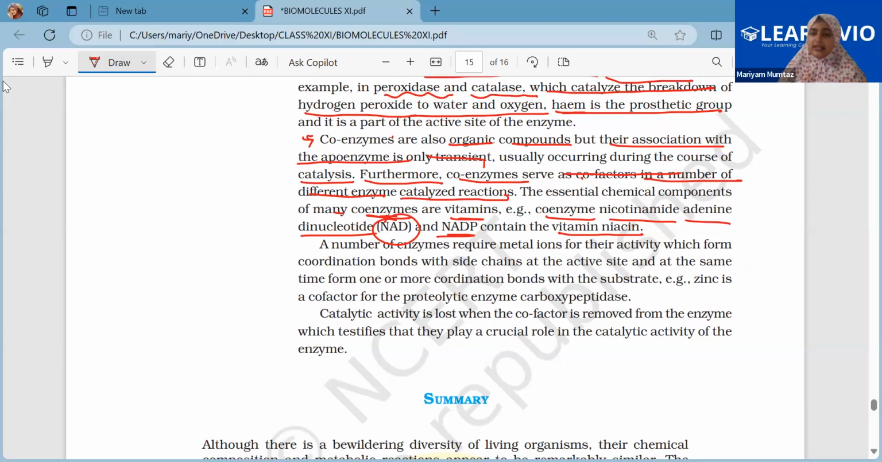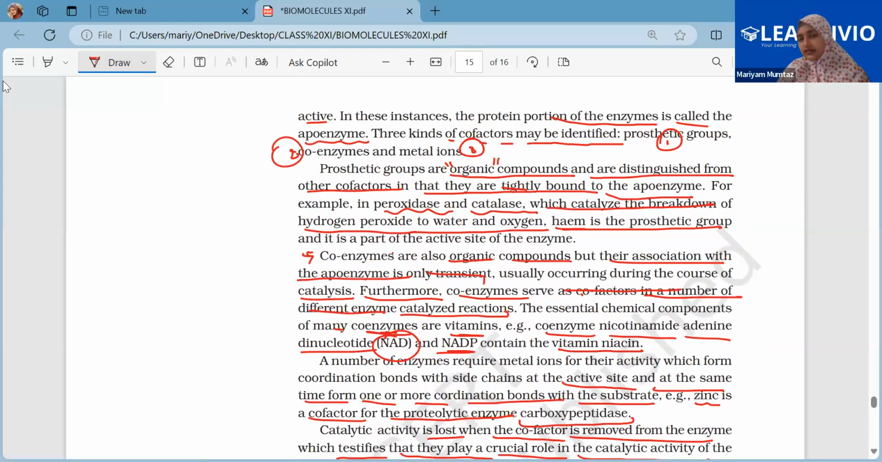Now, a number of enzymes require metal ions for their activity, which form coordination bonds with side chains at the active site, and at the same time form one or more coordination bonds with the substrate. So zinc is a cofactor for the proteolytic enzyme carboxypeptidase. Again, a metal ion can also act as a cofactor, thereby enhancing the catalytic activity. Catalytic activity is lost when the cofactor is removed from the enzyme, which testifies that they play a crucial role in catalytic activity of the enzyme. So this much is clear, students?